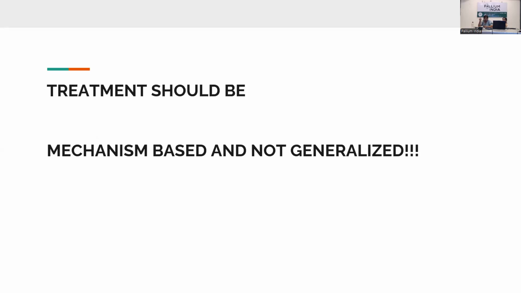So in short, our treatment should be mechanism based and not generalized. From today onwards, it should not be that if you have vomiting, you throw one tablet. Not like that. You have to ask what the problem is. You have to ask the history: whether the patient is taking chemo, has traveled, or what kind of drug they are taking. All these things should come to your mind.